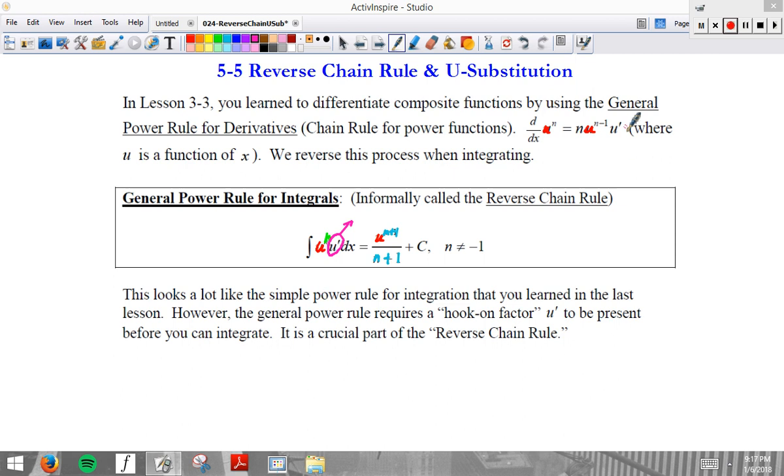The same way this hooks on, like we talked about, the derivative of the inside hooks on, now this will hook off. It will just disappear when you finish integrating. So if you can locate that, it will just disappear. And that's kind of weird. It's not that bad. You're going to have that factor before you can integrate. It's a crucial part of the reverse chain, which is what we're doing today.